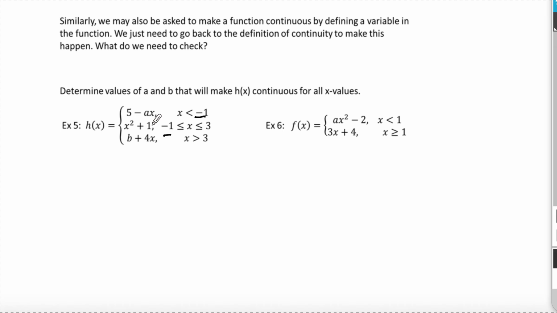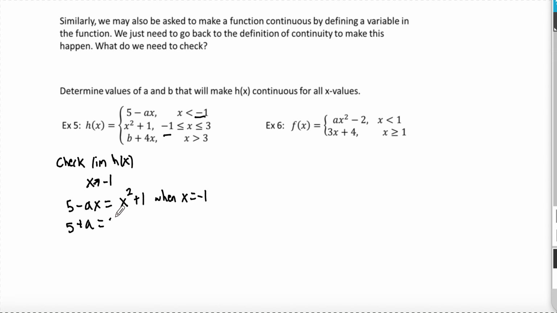Then we need to make sure that the limit exists. So the left-hand branch, which is up here, and the right-hand branch need to come together. So let's check that. We know the point exists, so we want to check the limit as x approaches -1 of h of x, and we're going to do that by checking the two branches. So 5 minus ax has to be equal to x squared plus 1 when x equals -1. If I plug in -1, I get 5 plus a equals 2.